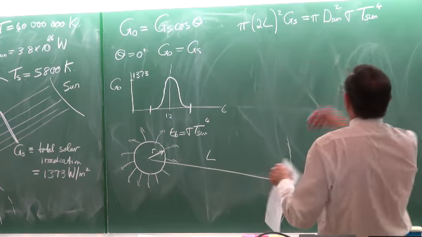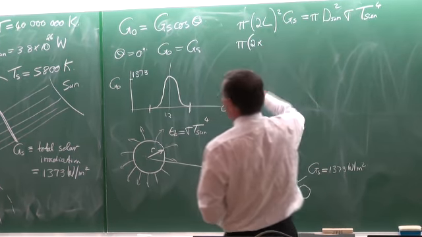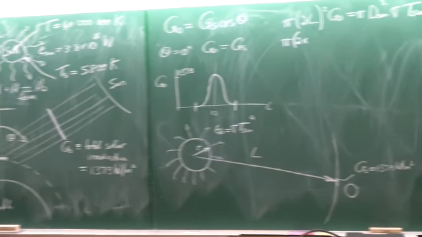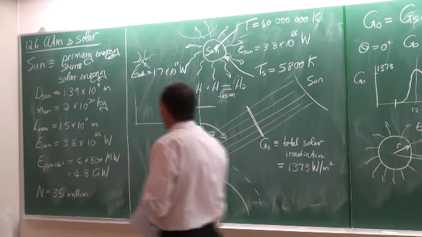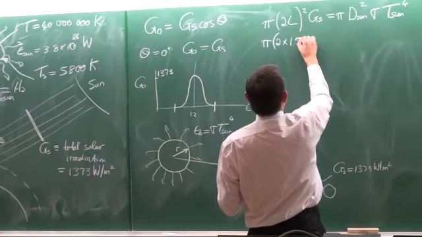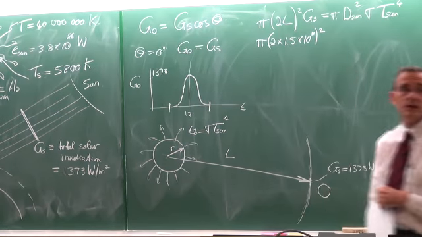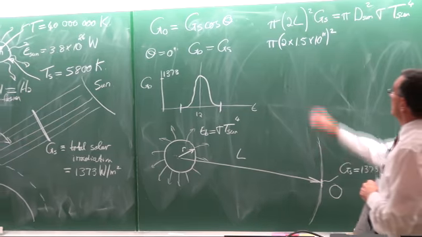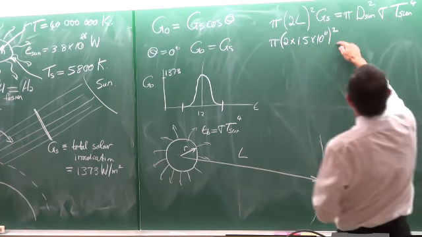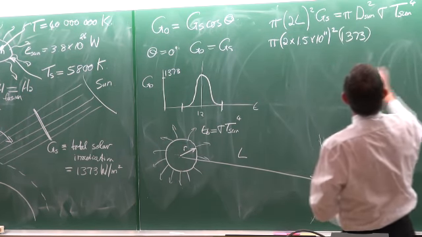Right. So it is pi multiplied by 2 times L, where L is the mean distance, typically 1.5 multiplied by 10 to the 11, squared. Okay, so that is the diameter. The diameter is 2 times 1.5 multiplied by 10 to the 11. That we've measured is 1373.